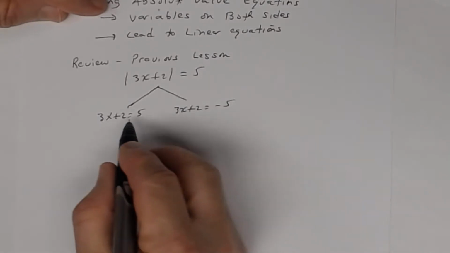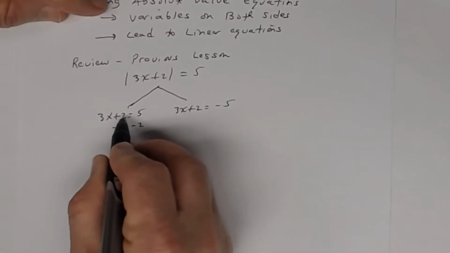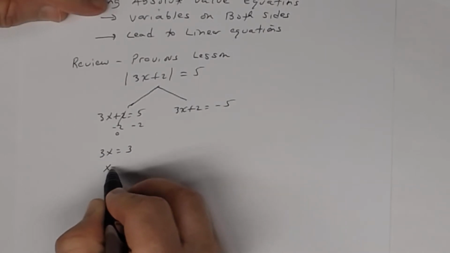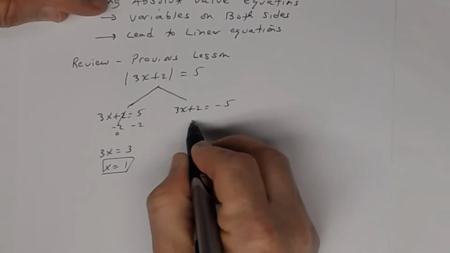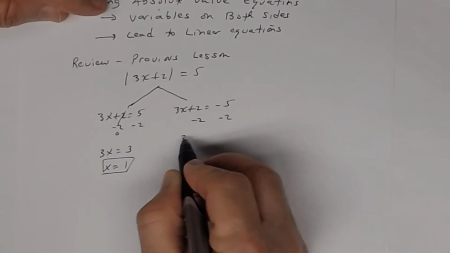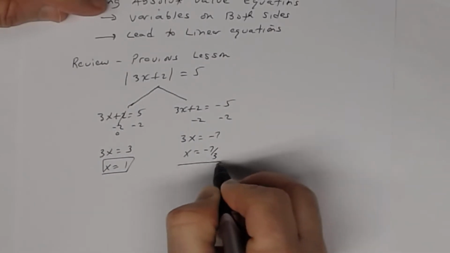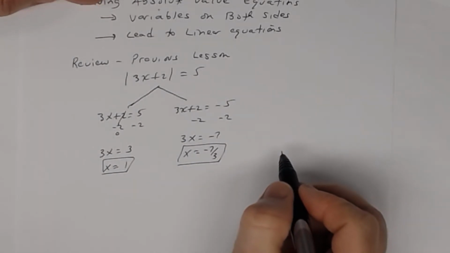And then what we did was we just solved each linear equation. And so you get 3x equals 3, and then x would be 1, right? And over here, subtract 2 from both sides, we get 3x equals negative 7, and x is negative 7/3. All right, and so those would be your two solutions.